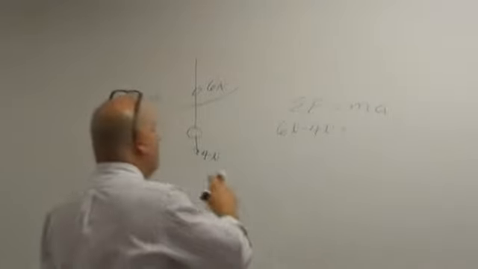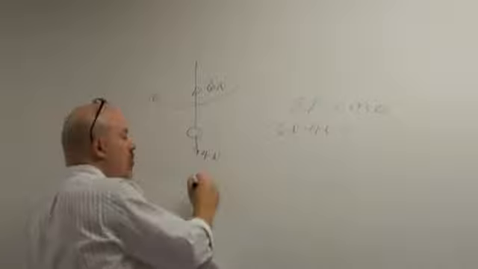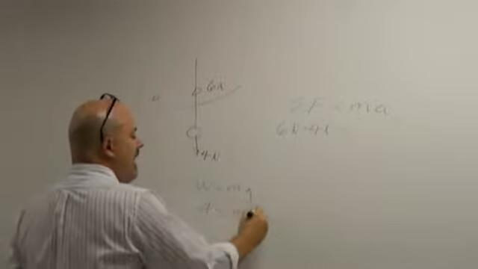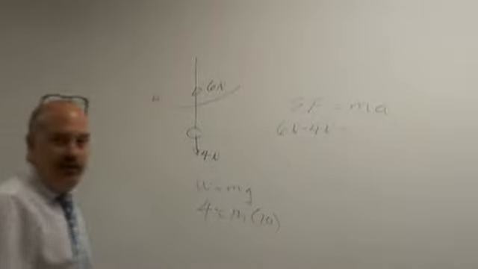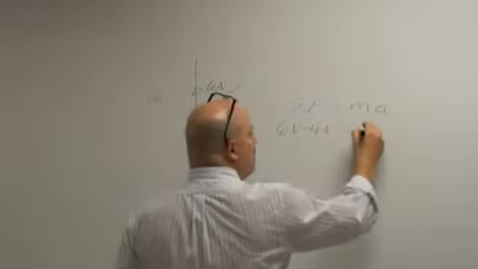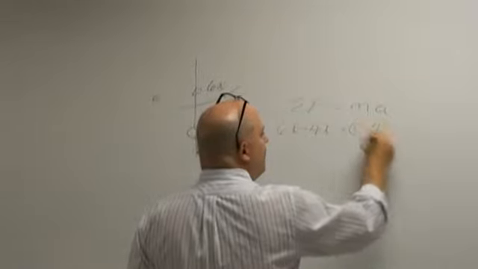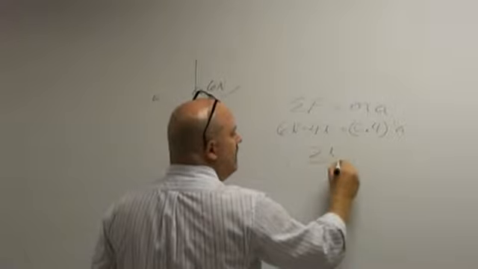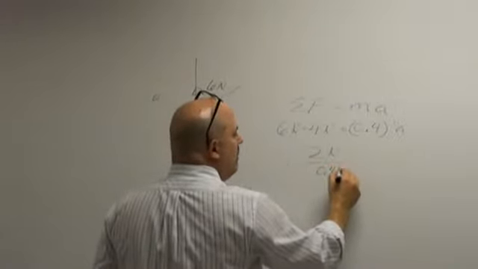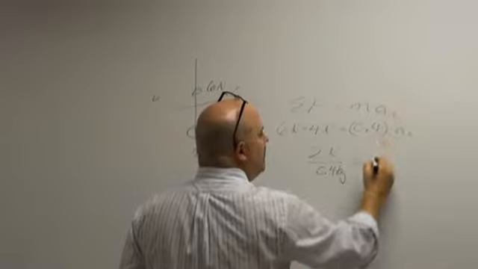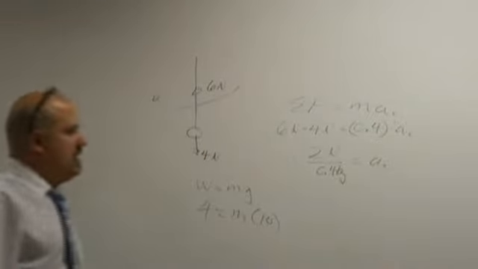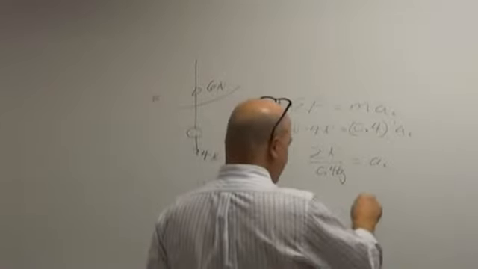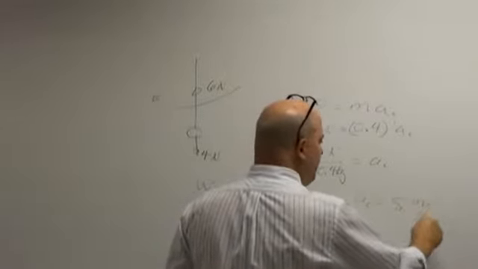0.4. Yeah, very good, because this is the weight. So weight equals mg. So 4 equals mass times approximately 10. So the mass is around 0.4 for multiple choice purposes times a. So 6 minus 4 is 2 newtons divided by 0.4 kilograms gives you a centripetal acceleration of, I think that's 5, right? Yeah, 5 meters per second squared.